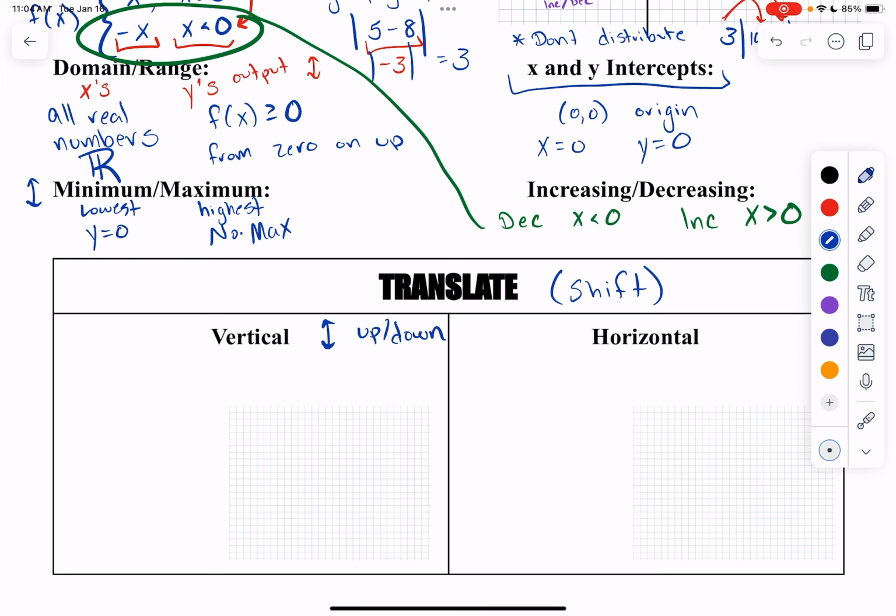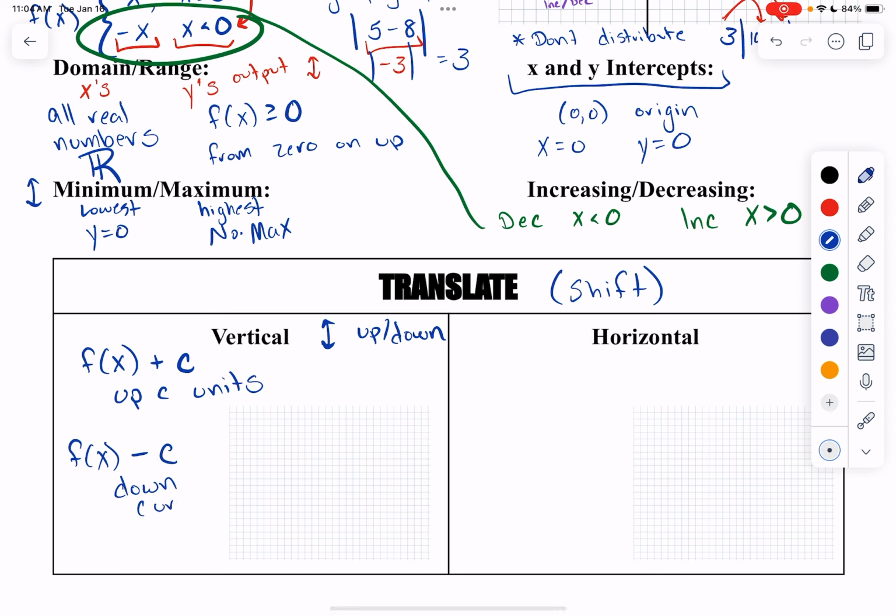To move a graph up or down, I take my function and we add on to the end. So we're going to add C. What this is going to do is move it up C units. So adding C is going to move it up C units. So subtracting C is going to move it down C units.